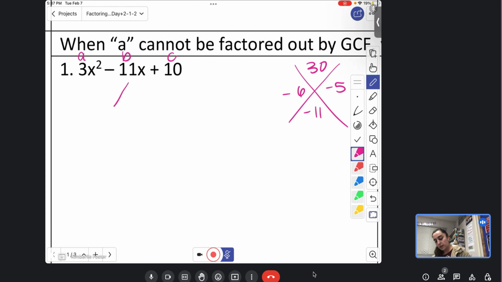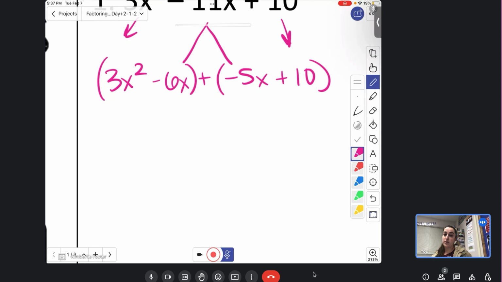So I'm breaking up -11x into -6x and -5x. Okay, so putting my parentheses there. Same as before, I bring down my first and last term. So I'm bringing down 3x squared, and I'm bringing down +10. Okay, same as before, we're looking for that GCF for both binomials.